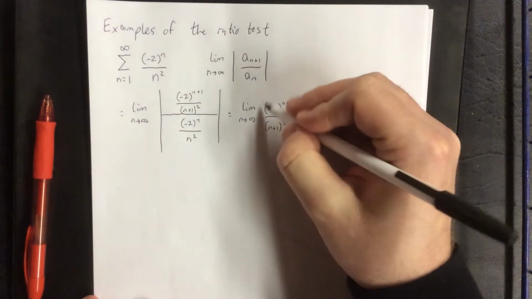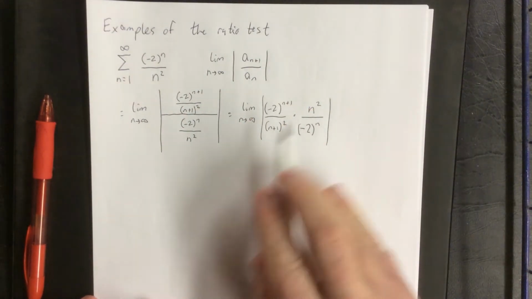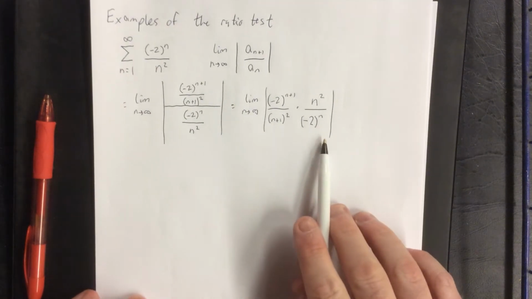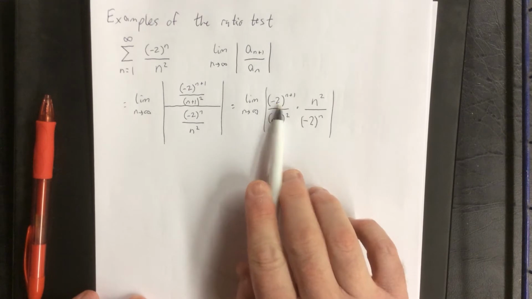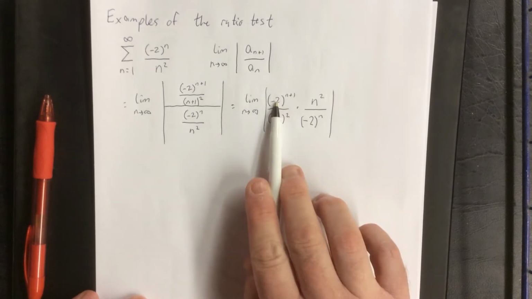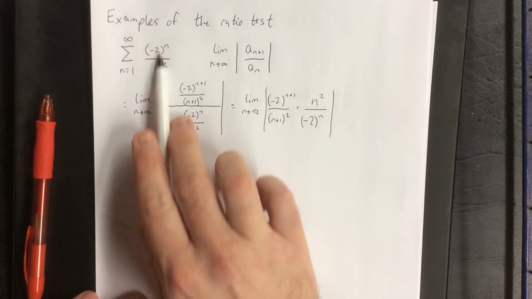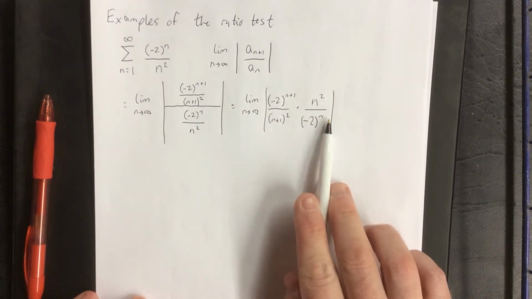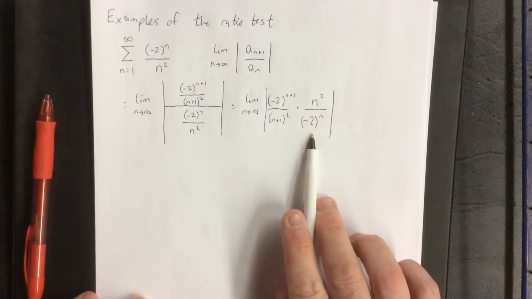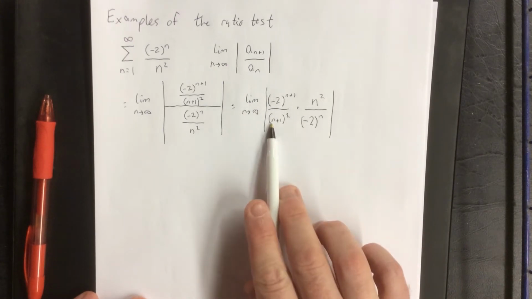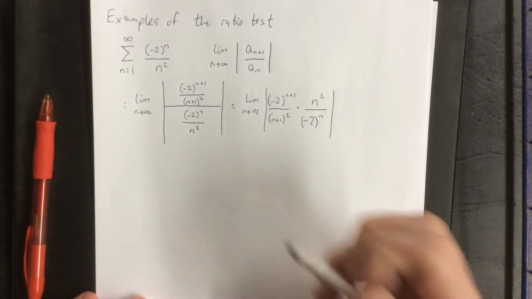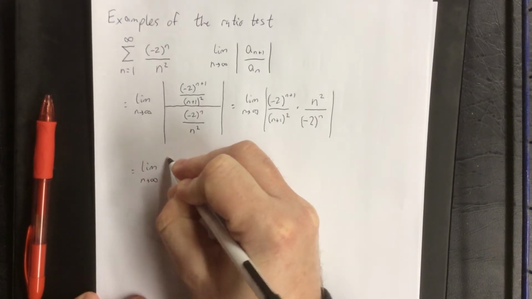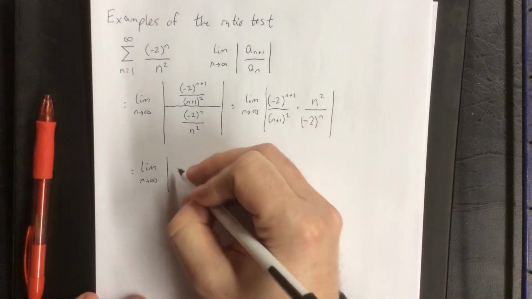Of course, this is a test for absolute convergence, so we want to make sure that the absolute value bars are around the whole thing. Another recommendation is that certain of these terms came from the same part of the original expression. For example, the negative 2 to the n plus 1 and the negative 2 to the n are basically the same kind of beast, whereas n squared and n plus 1 squared also came from the same place. My recommendation is to group those things together.